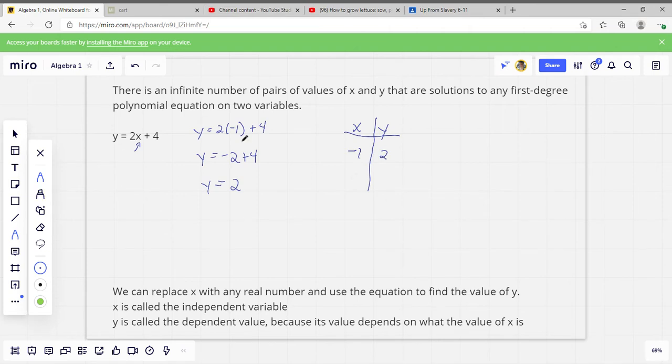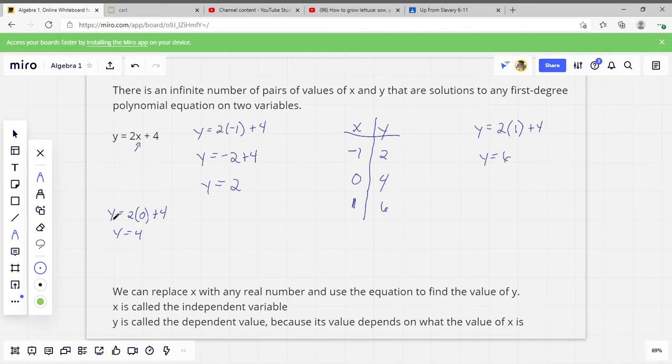All right, what if x was 0? So we're going to say y equals 2 times x, which we're going to make 0, plus 4. 2 times 0 is 0, plus 4, y is going to equal 4. We'll do one more. What if x is 1? We're going to say y equals 2 times x, which is 1, plus 4. 2 times 1 is 2, 2 plus 4 is 6, y equals 6.